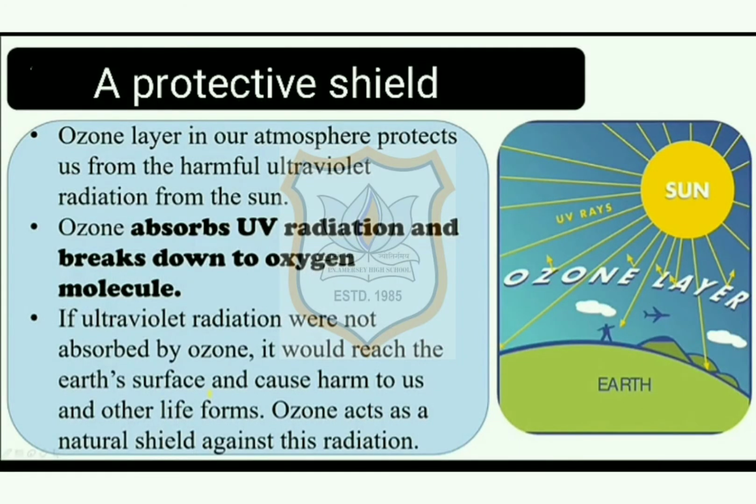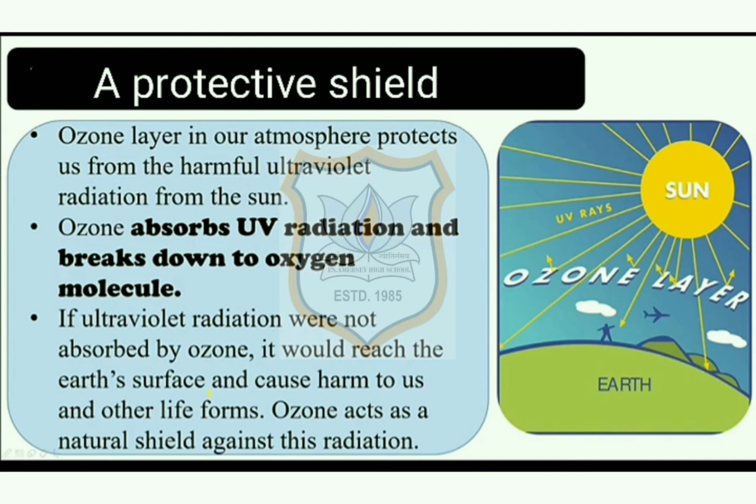Now we will discuss the topic a protective shield, that is given in the blue box in your textbook on page number 63. You must have heard of the ozone layer in our atmosphere. It protects us from the harmful ultraviolet radiation which comes from the sun. Ozone absorbs this radiation and breaks down to oxygen. Oxygen is different from ozone, so we can call the breaking down of ozone a chemical change.